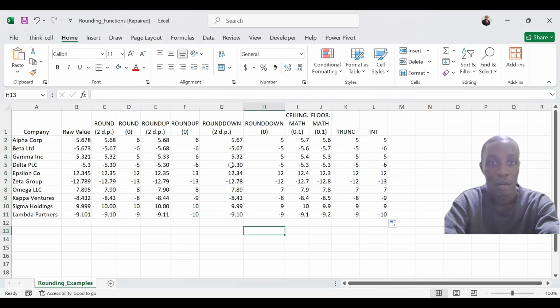And that's it about all these functions, which can be used to perform different round operations in Excel.